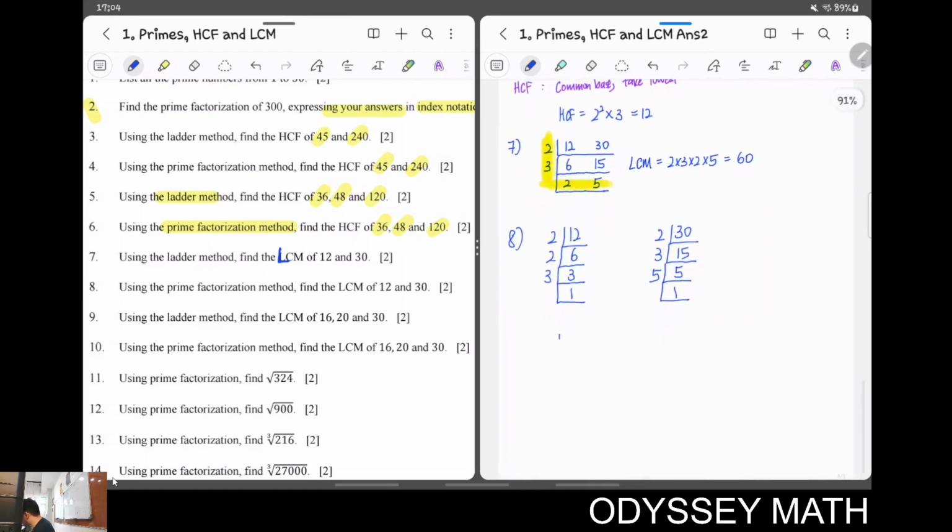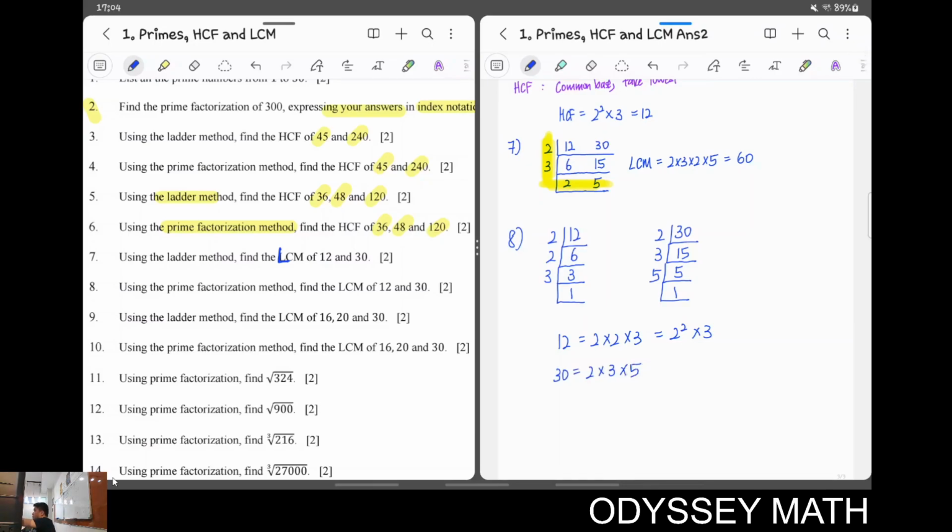Which means that 12 is equal to 2 times 2 times 3, so that is 2 to the power 2 times 3. And then 30 is equal to 2 times 3 times 5, that is exactly just itself. So far okay with the prime factorization method?